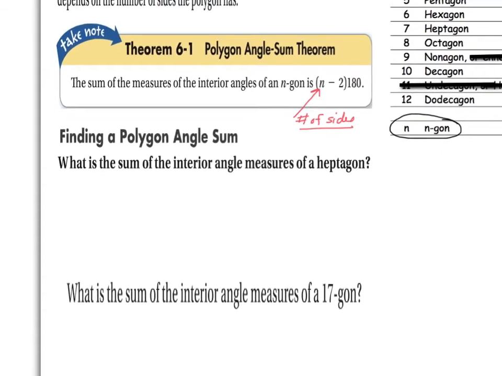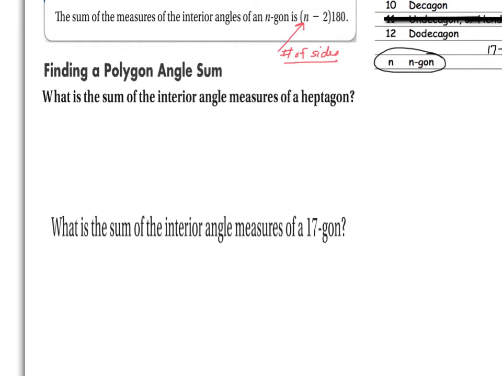For example, what's the sum of the interior angle measures of a heptagon? So a heptagon, how many sides is a heptagon? That's going to be important for you to know. That's 7. So I take this formula, n minus 2 times 180.